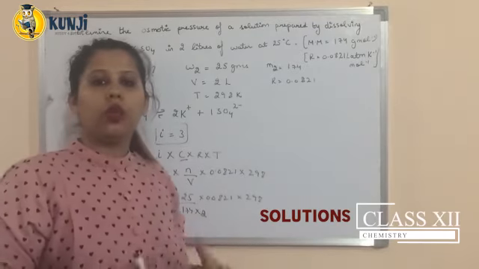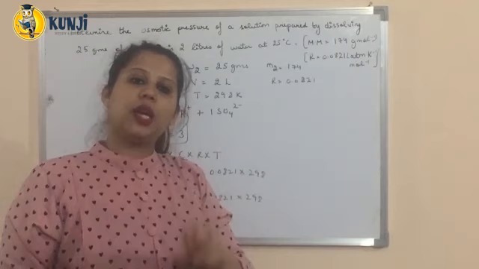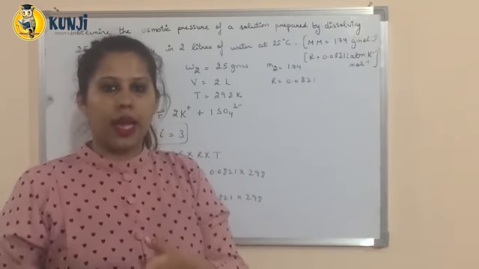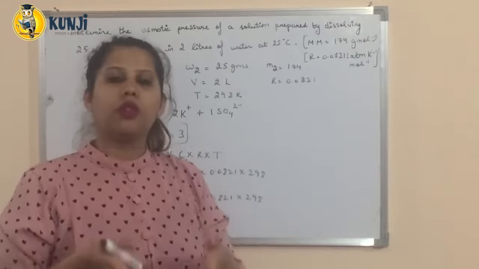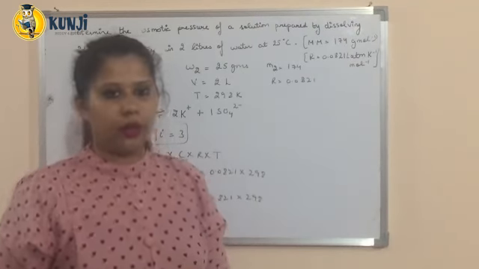Clear? Now the numericals which you will be doing depend upon the type of solute you are using. You have to check whether the solute is an electrolyte or non-electrolyte. Clear? If it is an electrolyte, then you have to use the value of i, otherwise the whole numerical will be wrong. Thank you.